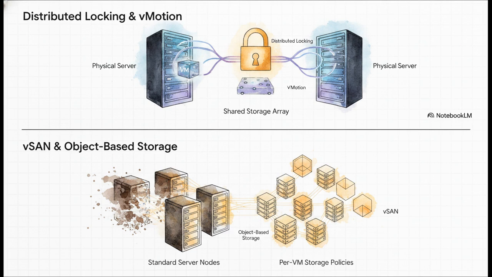Looking at VMware, they created VMFS way back in 2002. What made VMFS so revolutionary was its unique distributed locking mechanism, which allowed multiple hosts to read and write to the same storage simultaneously. This is exactly what made vMotion, moving a live VM between servers, possible. Later on, VMware introduced vSAN, which eliminated the traditional SAN altogether by pooling local host drives into an object-based storage model driven by per-VM policies.